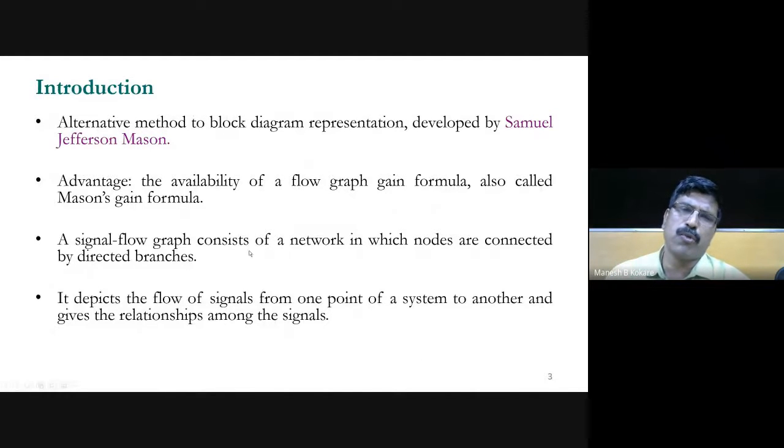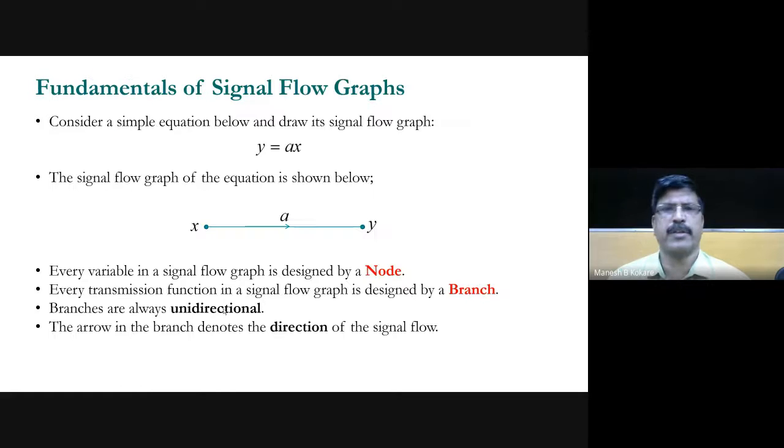So a signal flow graph consists of a network in which nodes are connected by directed branches, also called edges. It depicts the flow of signal from input to output: in which direction the signal is flowing, where it is adding, where it is terminating, where the takeoff point is, and so on. It depicts the flow of signal from one point of the system to another, and it gives the relationship between all the nodes and edges.